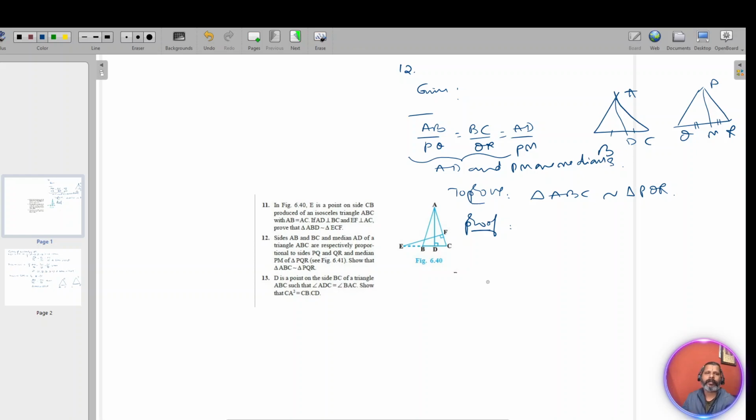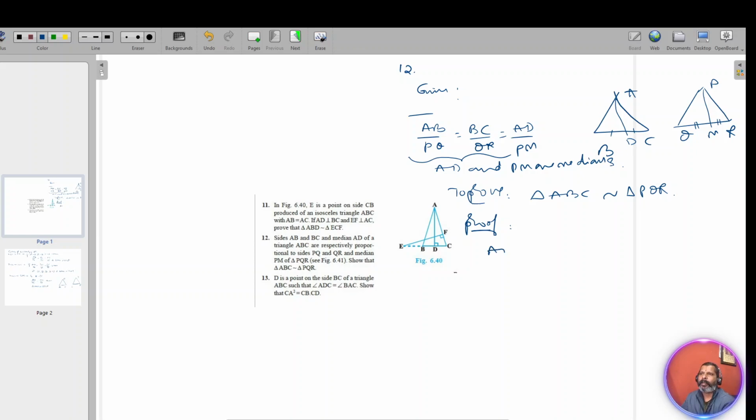We lose that knowledge. Understood? We have to make now ABD and PQM. Okay, I'll take that. In triangle ABD and triangle PQM, what do we get? Okay, before that we'll just say what is given.